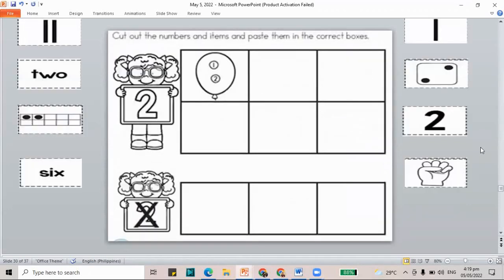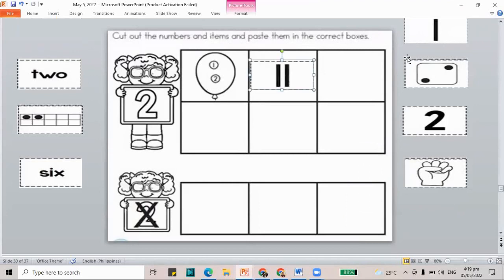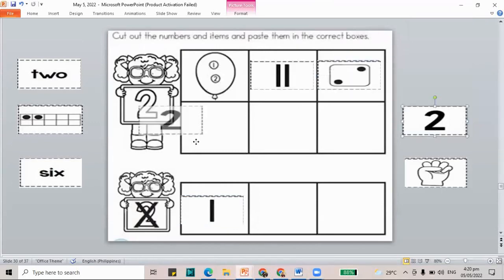Let's jump to the number 2. Let's check the balloon. You have 1 and 2. Now we need to find also things that show 2. We have how many sticks? 1 and 2. That's 2 sticks. Put it in the box for 2. This one, it's only 1. We cannot put it in number 2. We have how many dots in the dice? 1, 2. That's 2. And this is number 2.